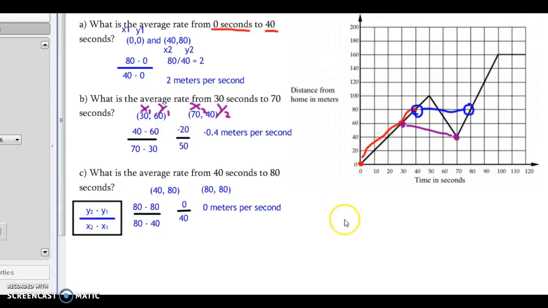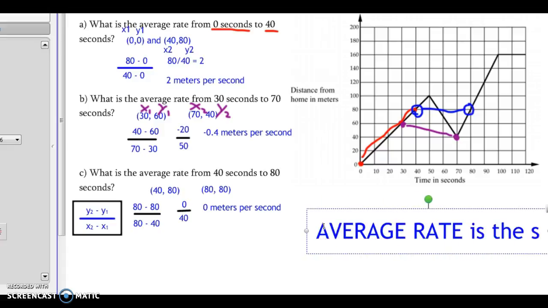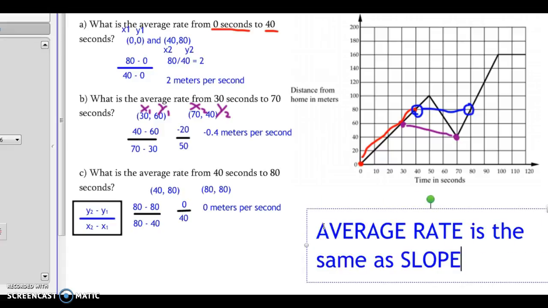So that's a conclusion that we could jot down here. Average rate is the same as slope. So you can use the slope formula, this formula, in order to figure out the average rate between any 2 points.